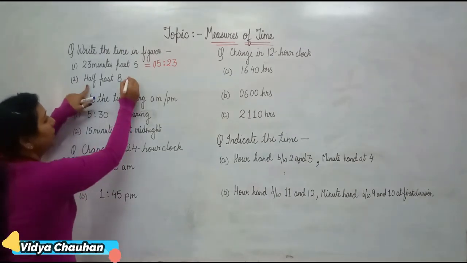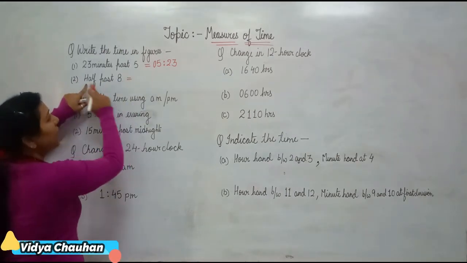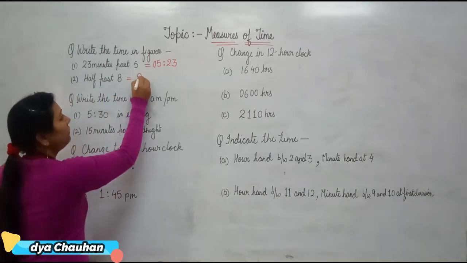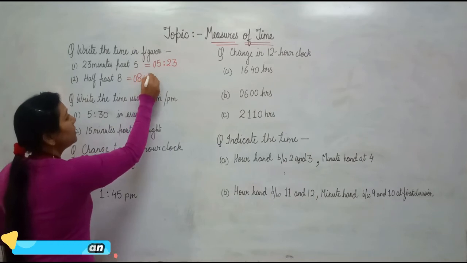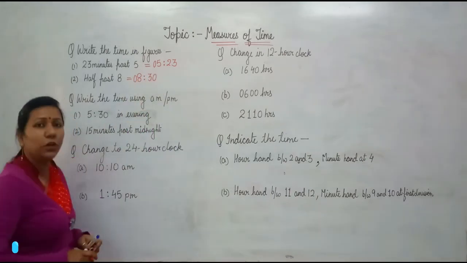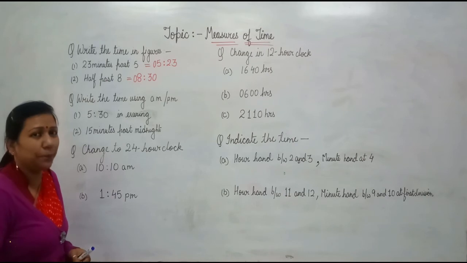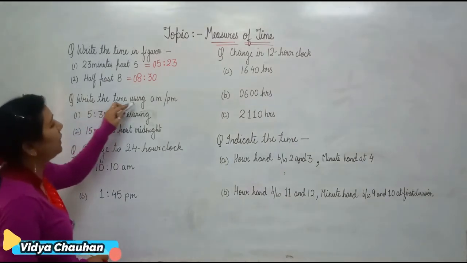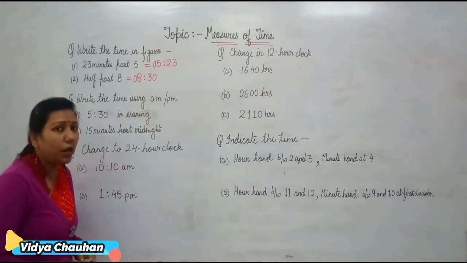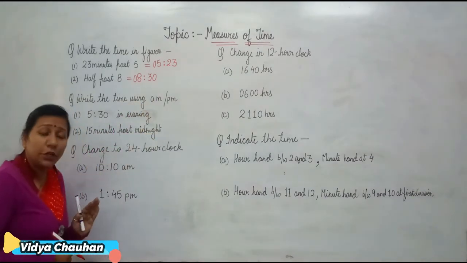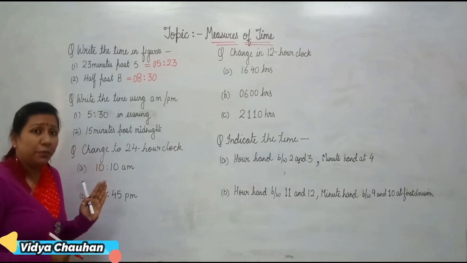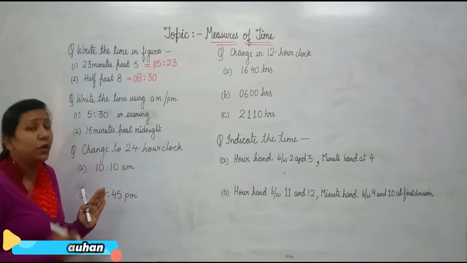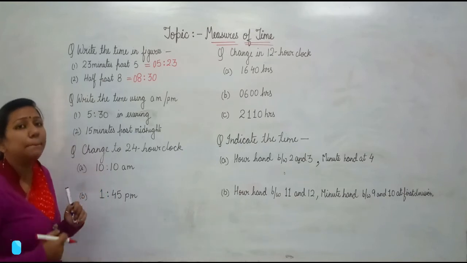The second one, half past 8. Half past means 30 minutes past, so your time will be 08 in hours and 30 minutes, 8:30. Clear students? Coming to the second question, in which you have to write the time using AM or PM. As I have already told you, from 12 midnight to 12 noon the time is AM, and from 12 noon to 12 midnight it is PM.